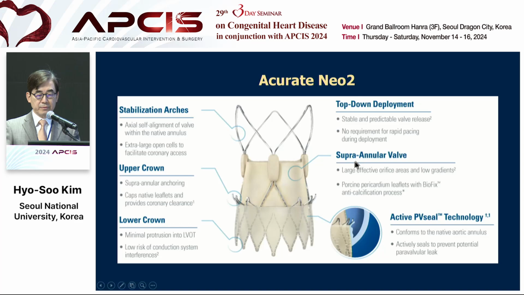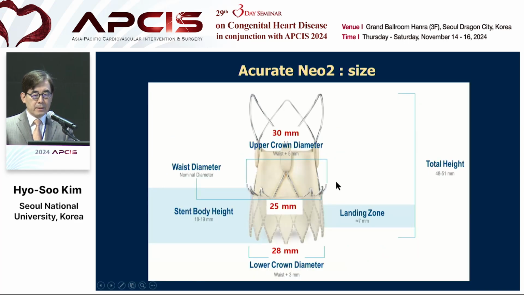Supraannular design provides wide orifice area. Regarding size, if nominal diameter is 25 millimeter, it denotes the waist diameter. The actual landing zone annulus diameter is 3 millimeter bigger. The upper crown is well deployed. The diameter is about 30. This 25 millimeter valve is actually 28 millimeter, and the diameter of the upper crown is 30 millimeter.